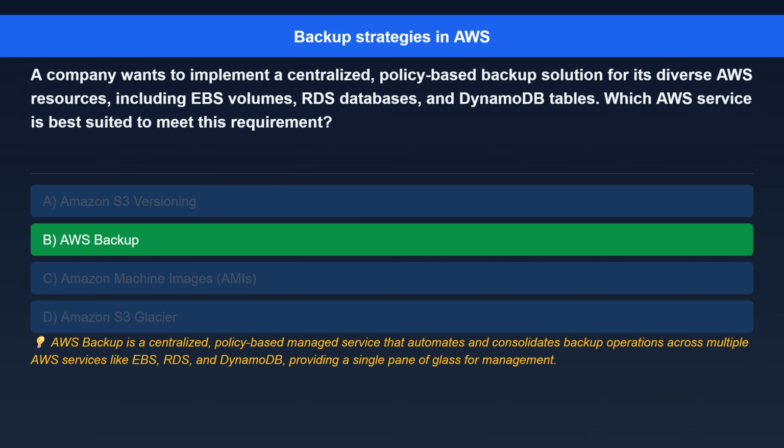The correct answer is AWS Backup. Here's the explanation. AWS Backup is a centralized, policy-based managed service that automates and consolidates backup operations across multiple AWS services like EBS, RDS, and DynamoDB, providing a single pane of glass for management.